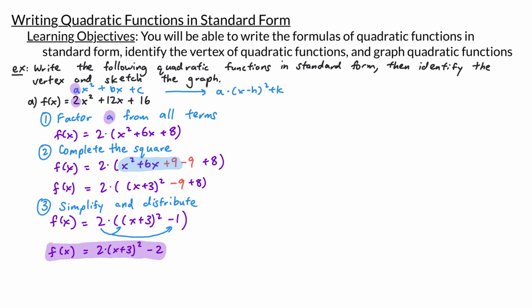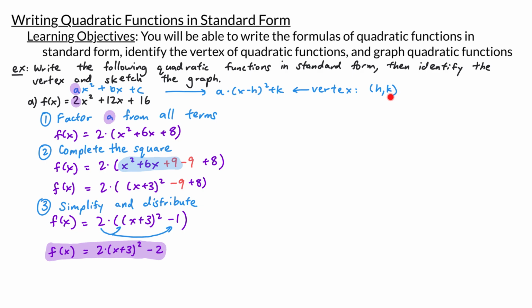Next, let's try to identify where the vertex is. When our quadratic is written in standard form, a times x minus h squared plus k, the vertex is h comma k. The x-coordinate of the vertex is the number that's being subtracted from the x.